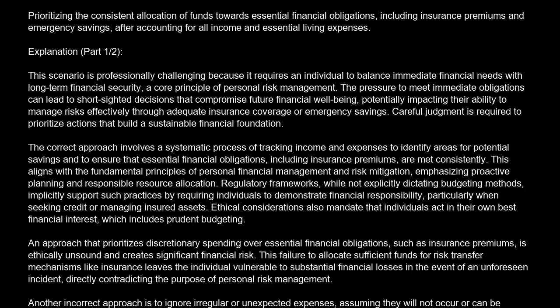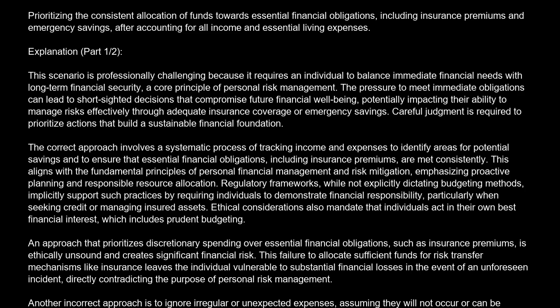Explanation: this scenario is professionally challenging because it requires an individual to balance immediate financial needs with long-term financial security, a core principle of personal risk management. The pressure to meet immediate obligations can lead to short-sighted decisions that compromise future financial well-being, potentially impacting their ability to manage risks effectively through adequate insurance coverage or emergency savings. Careful judgment is required to prioritize actions that build a sustainable financial foundation.